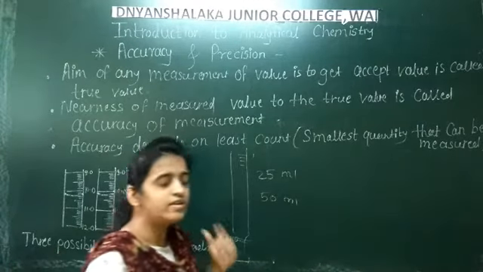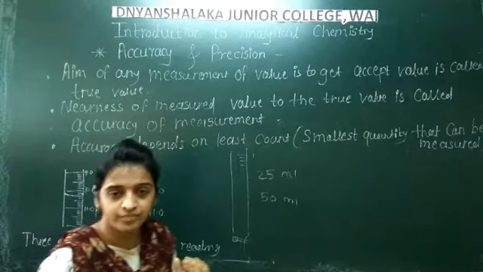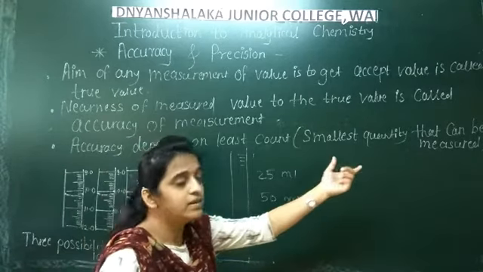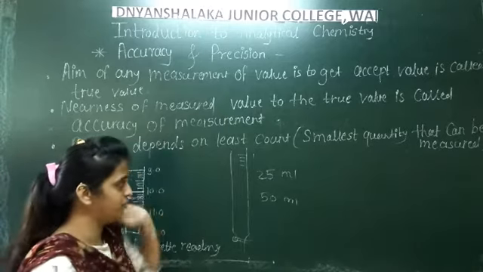count. So what is meant by least count? Least count means the smallest quantity that can be measured. The smallest quantity that can be measured is known as least count, and accuracy depends on least count.